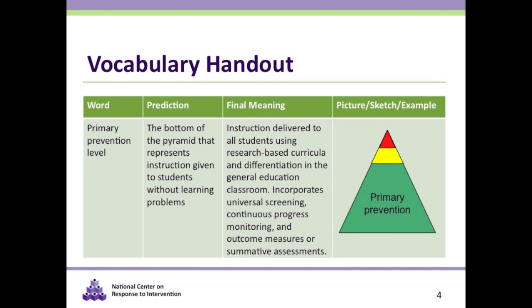You can see how in this example I was able to clarify the meaning of the primary prevention level after watching the webinar. If you've not already done so, it may be a good idea for you to pause the webinar to make predictions. Press play whenever you are ready to continue.